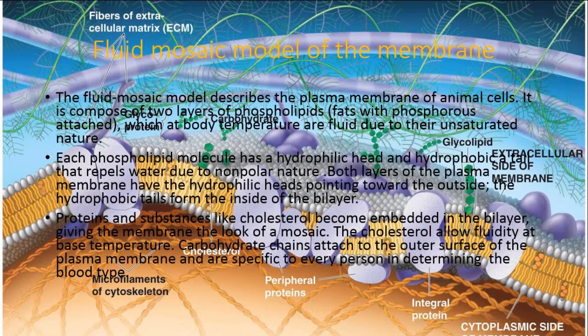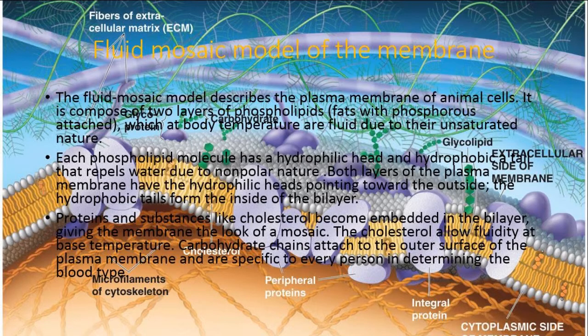The cholesterol makes the membrane more stable and prevents it from solidifying when the body temperature is low. Carbohydrate chains are also in the plasma membrane, attached to the outer surface of the cell membrane of each cell. So these carbohydrates are specific to every person and they determine your blood type.